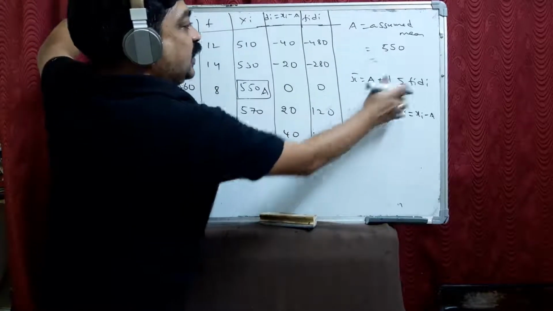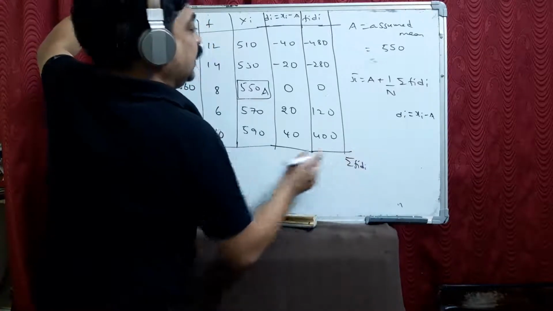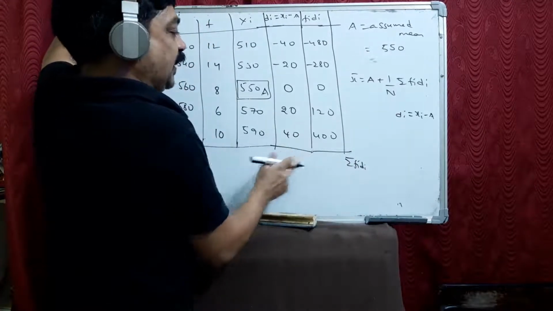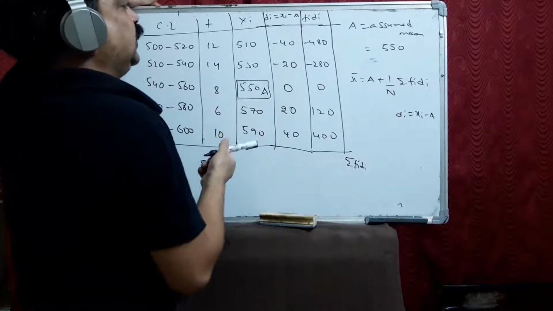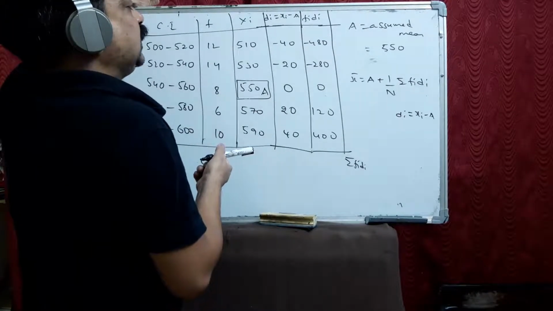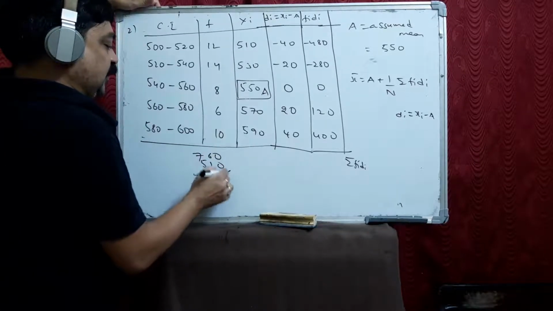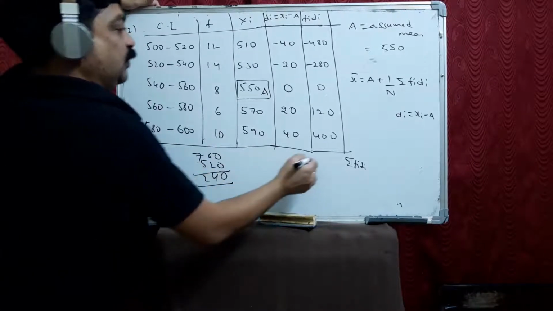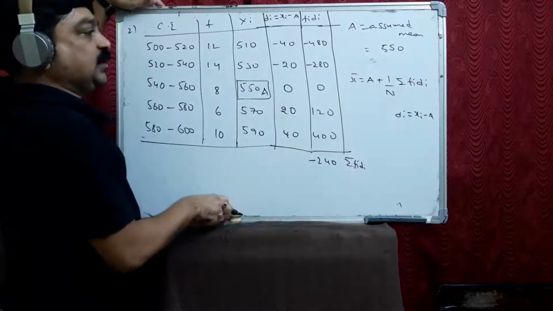So what we need is sigma Fi di. Let us add: pluses will be 520, minuses will be 560, 660, 760. It will be 240 minus 240. Sigma Fi di is minus 240. Now let us substitute.